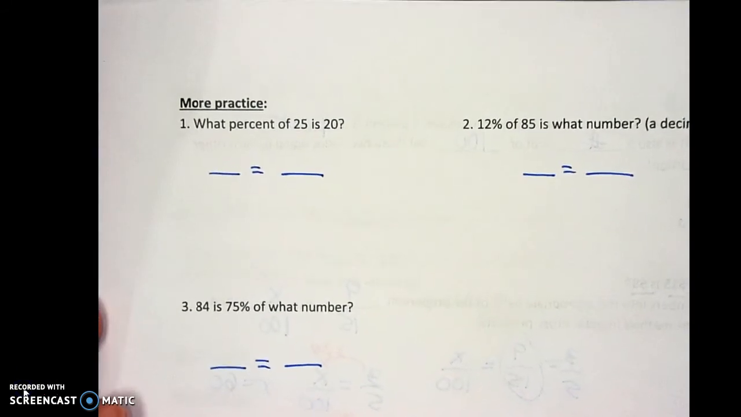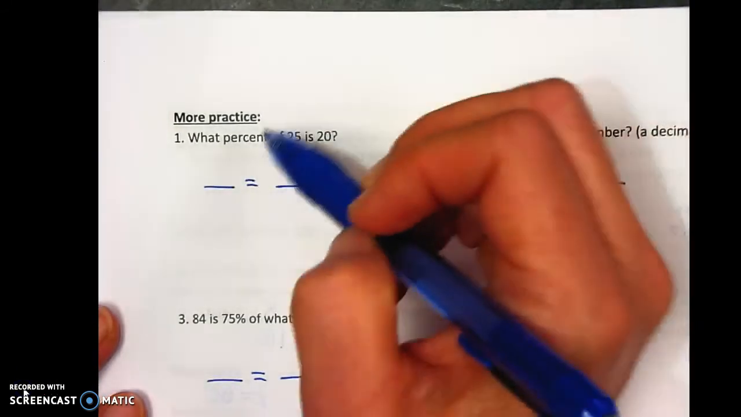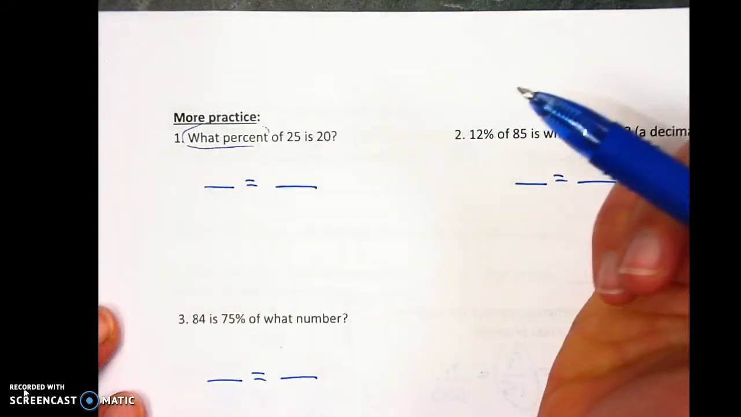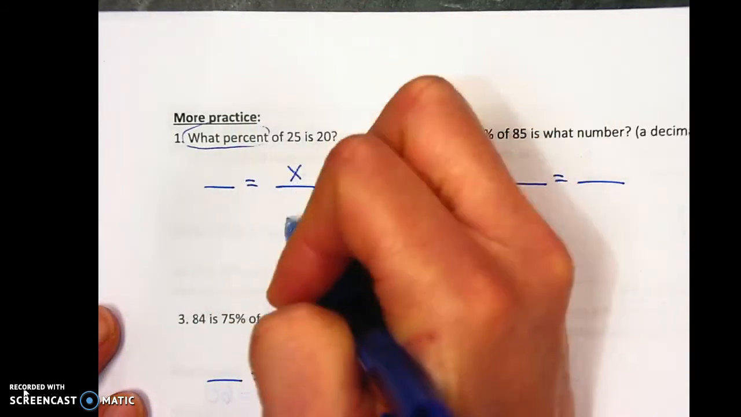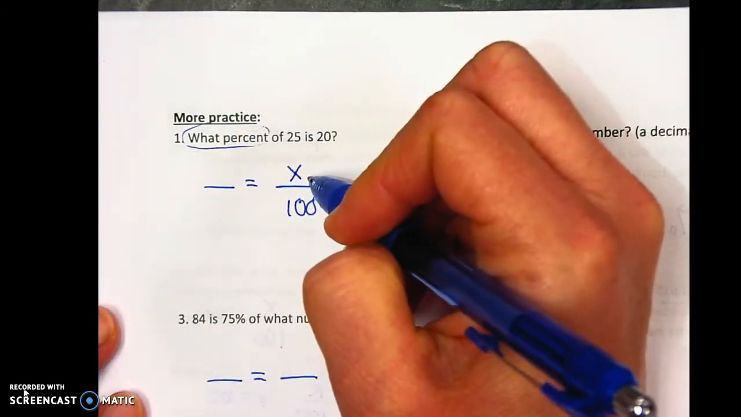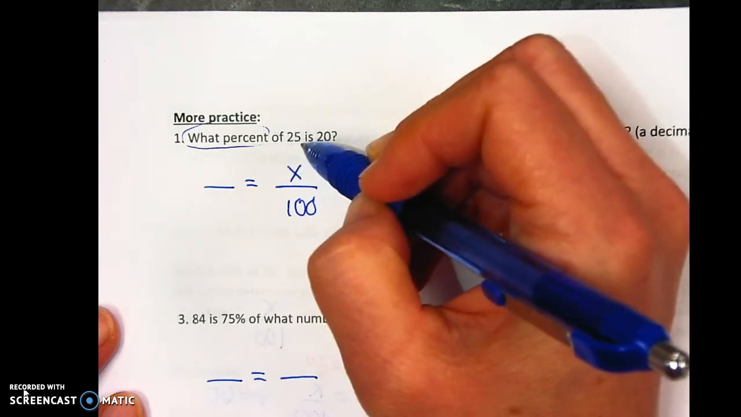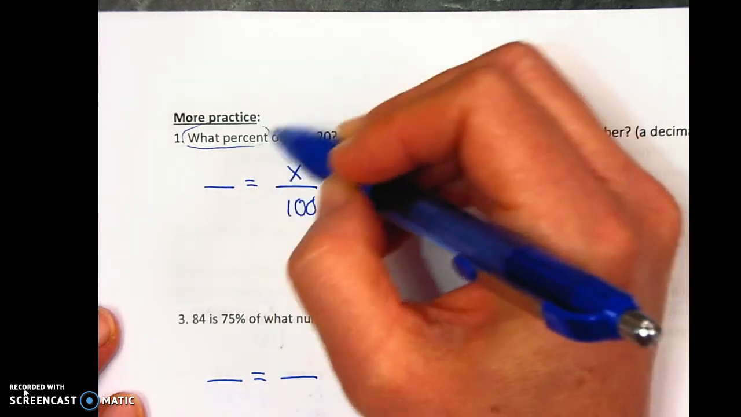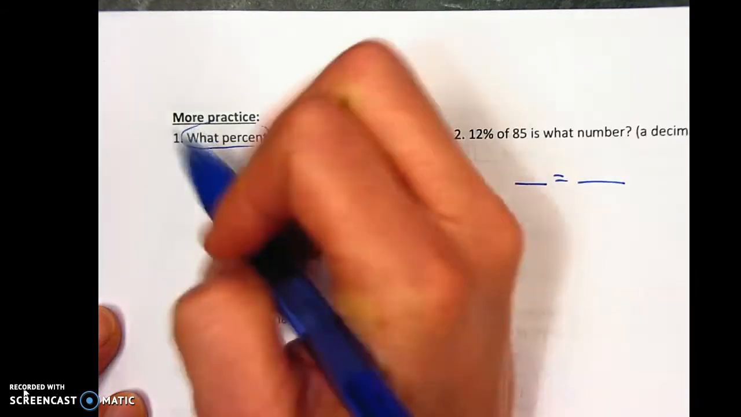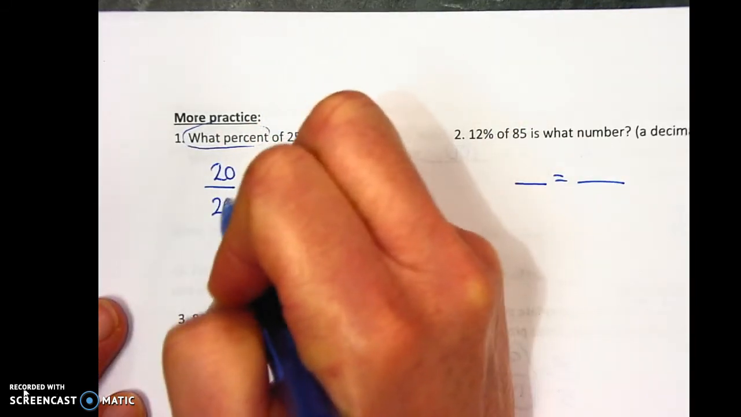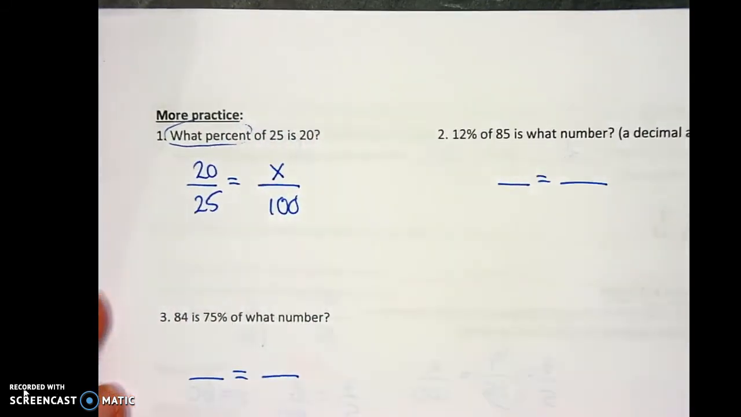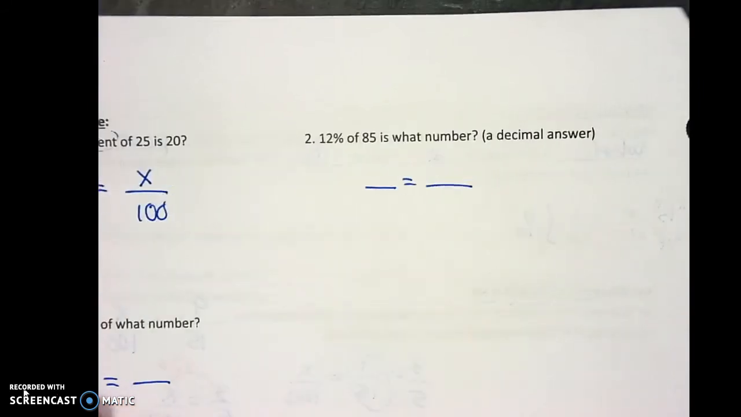Okay, welcome back now for the check. I see the question, what percent? Percent is always the number over 100. So there's my unknown. Of 25, what percent of 25, of this bigger number, is 20? 20 is the part and 25 is the whole. So give yourself a pat on the back if you got that one right. Let's check the next one.